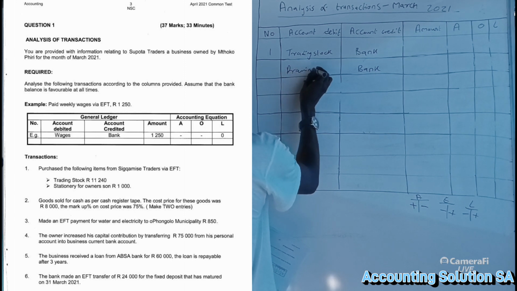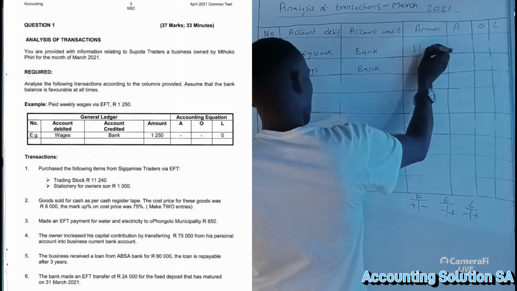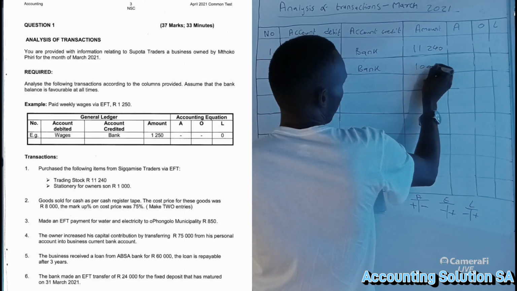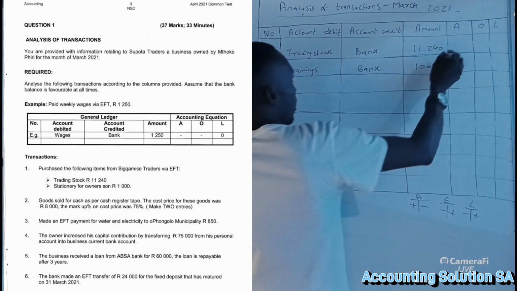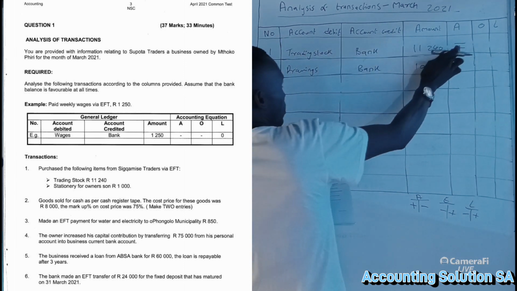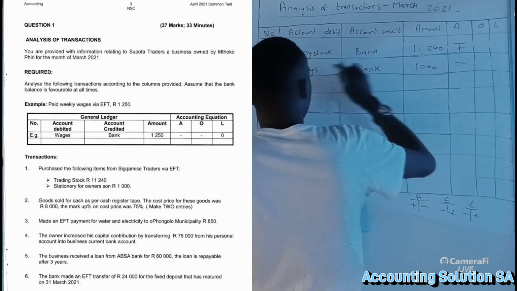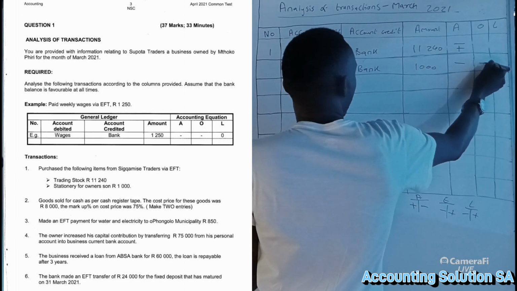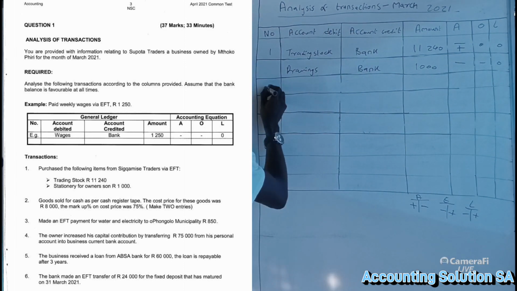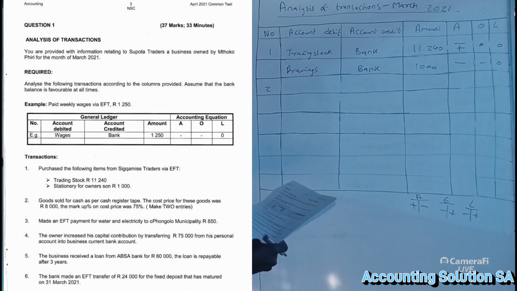drawings. Okay, then the amount is going to be 11,240 and the other one is 1,000. So the effect: assets decrease and increase. Trading stock increases assets and bank decreases assets. Bank decreases assets and drawings decrease equity. Just like that. Okay. Then number two, goods sold cash as per cash register tape.